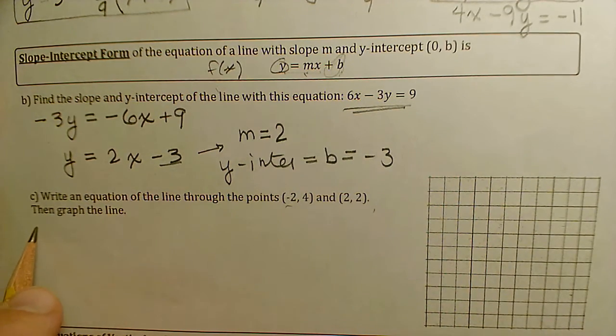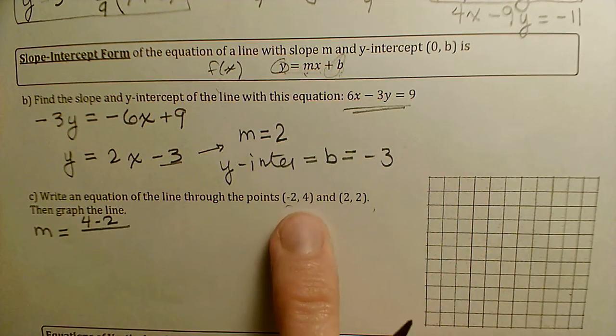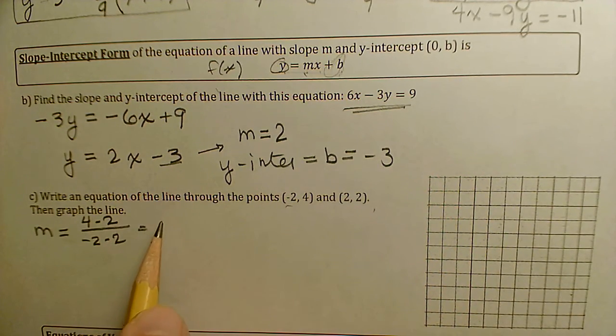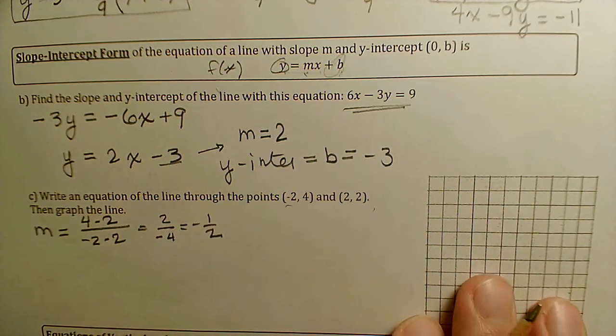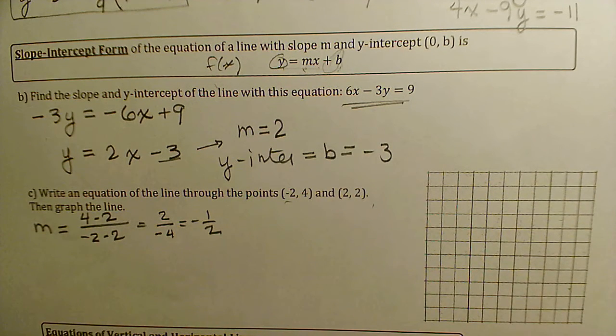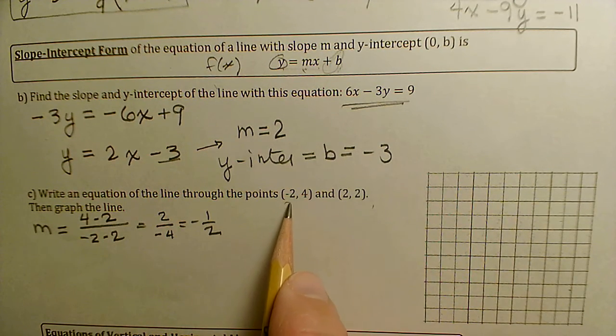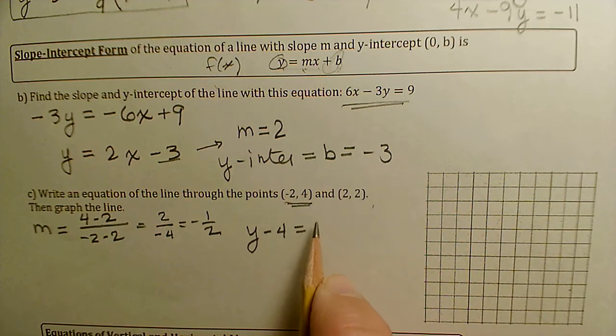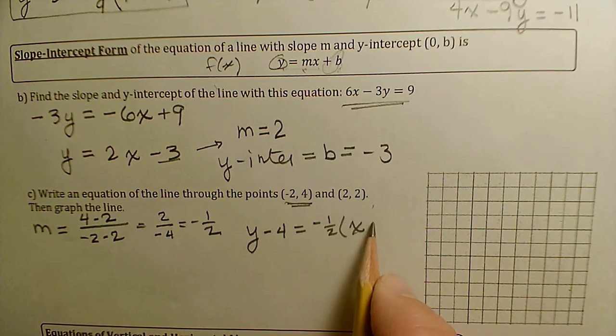All right, so let's find the slope first. So m is equal to 4 minus 2 over negative 2 minus 2. And so that is 2 over negative 4, or negative 1/2 is our slope. All right, and then, you know what? Let's go ahead and just find all 3 forms of the equation. First one I'm going to do is point-slope form. And so I'm just going to pick this point. And so we do y minus 4 is equal to the slope, negative 1/2, times x plus 2.